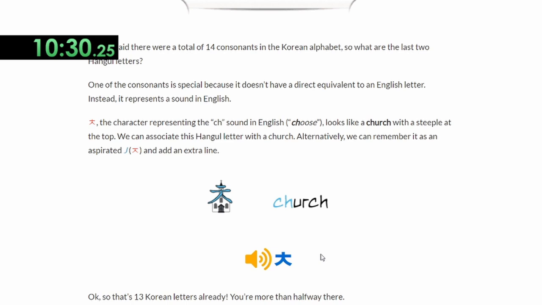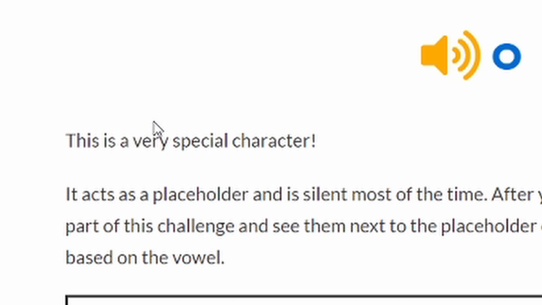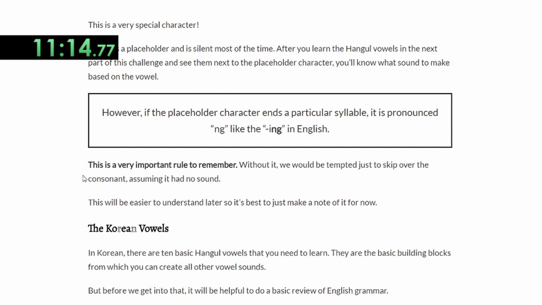And then we have a placeholder, just like in math where we use the number 0 as a placeholder. In Korean, the placeholder character is a round shape that looks like a 0. This is a very special character! It acts as a placeholder and is silent most of the time. After you learn the Hangul vowels in the next parts of this challenge and see them next to the placeholder character, you'll know what sound to make based on the vowel. However, if the placeholder character ends a particular syllable, it is pronounced ing, like the ing in English. This is a very important rule to remember. Without it, we would be tempted to just skip over the consonant, assuming it had no sound.